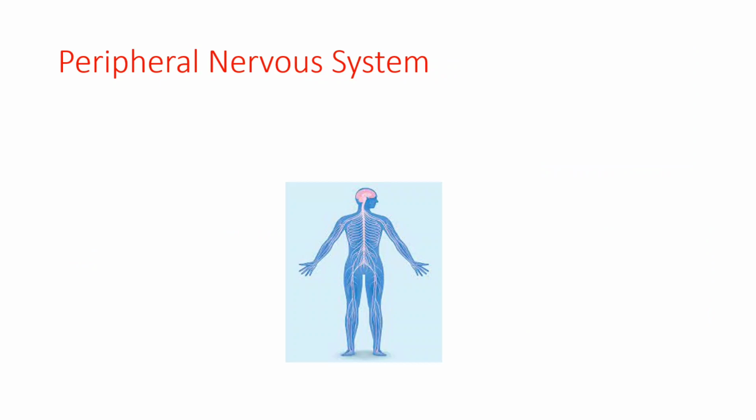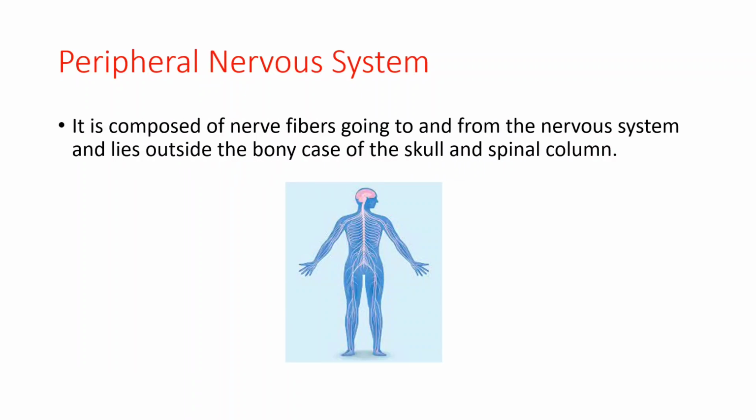Since we are done with one of the divisions of nervous system, the central nervous system, which is composed of the brain and spinal cord, let us now proceed to another division of the nervous system, which is the peripheral nervous system. Peripheral nervous system is composed of the nerve fibers going to and from the nervous system and lies outside the bony case of the skull and spinal column. So, located siya sa labas ng skull at spinal column.